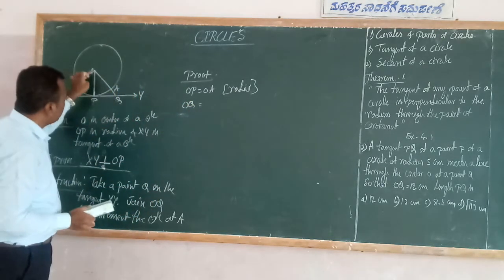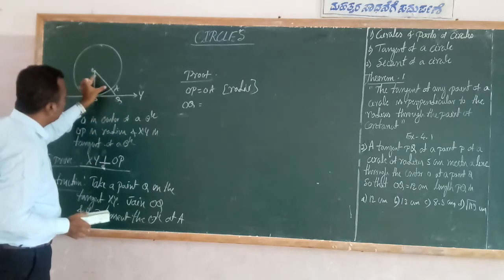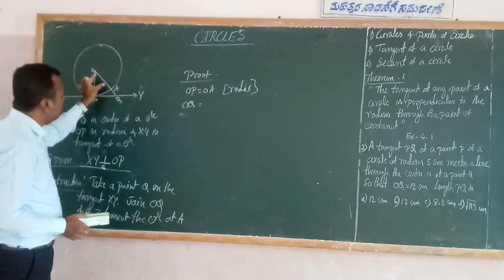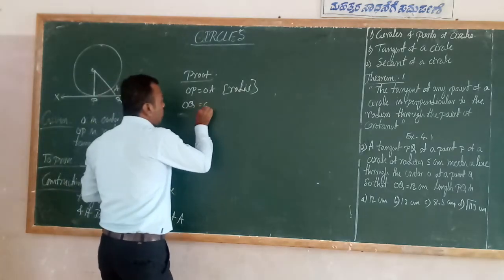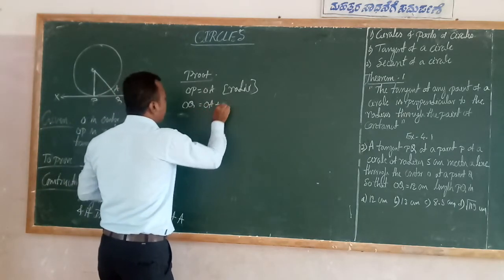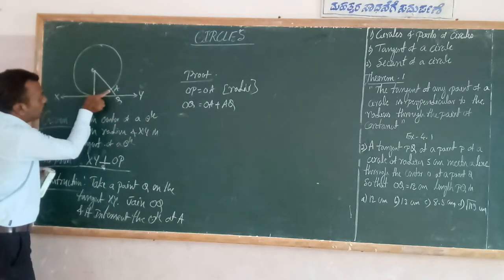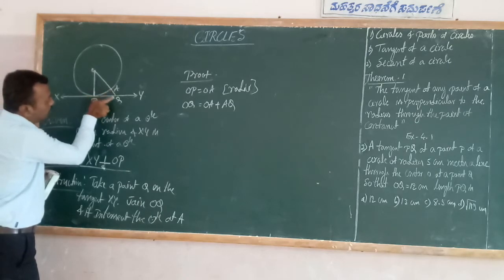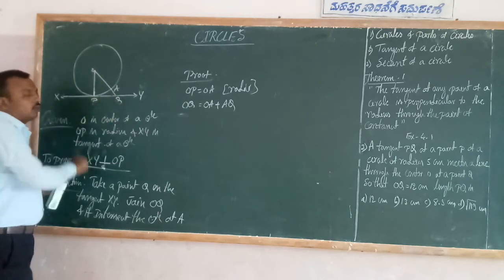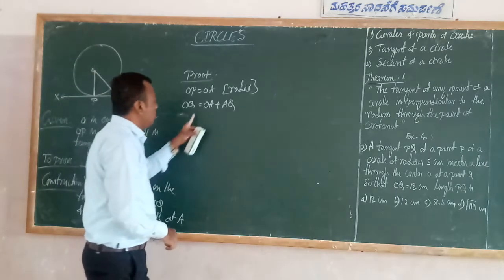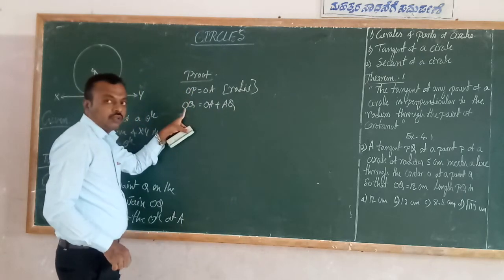Now OQ. See, this line OQ can be written as the sum of OA and AQ. Therefore, OQ is equal to OA plus AQ. Can I write like this? OQ is the line segment OA and the line AQ. The sum of these two parts can be written as OQ. If you add them, we get OQ.